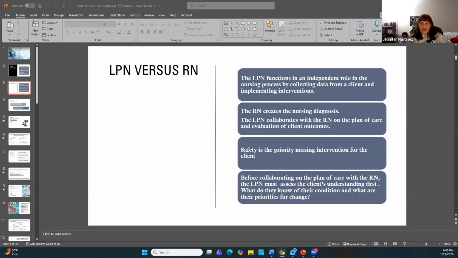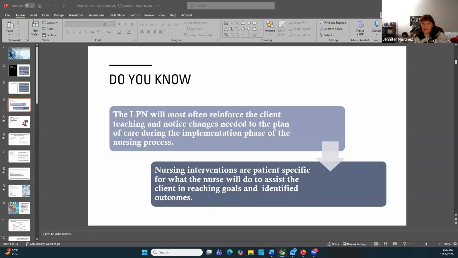Safety is always the priority nursing intervention for the client. So we always have to think safety. And then before collaborating on the plan of care with the RN, the LPN must assess the client's understanding first. So before we can collaborate on the client plan of care, we have to know what the client understands about their condition. What are their priorities for change? What do they want to see? What do they think is important?